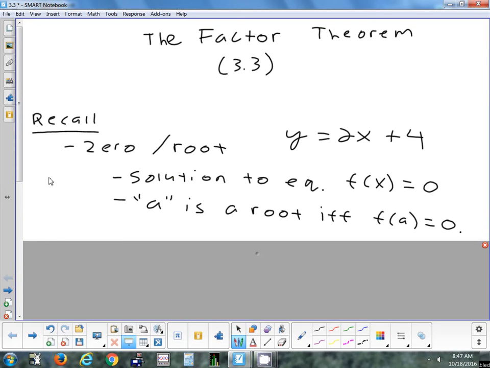And the second way I've written it here, this IFF, that's an abbreviation for if and only if, which is from geometry. It means you can read it forwards and backwards. It means if something is a root, you can plug it into your function and it'll equal 0. Or if you plug a number in and it equals 0, then it's a root. So it's an if-then statement you can read forwards and backwards. Works both ways.